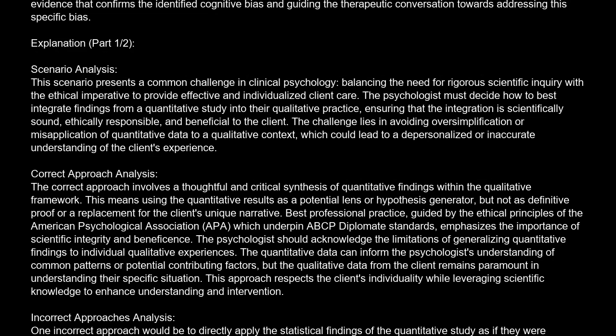The correct answer is B. The psychologist should use the quantitative findings as a framework to interpret the client's qualitative data, looking for evidence that confirms the identified cognitive bias and guiding the therapeutic conversation towards addressing this specific bias.